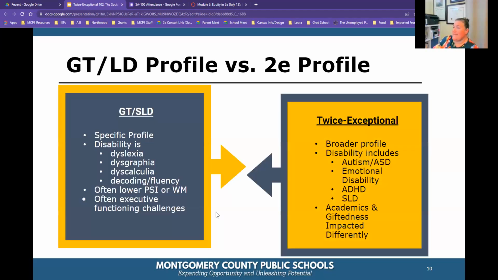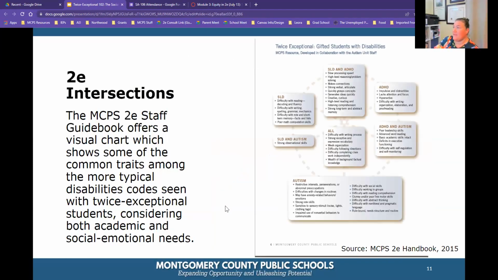All right, this one we did, and so this is something that is in the modules as well. And it was published in 2015. This was a collaborative Venn diagram with AEI and the autism unit coming up with this image about how disabilities are interacting in different ways.